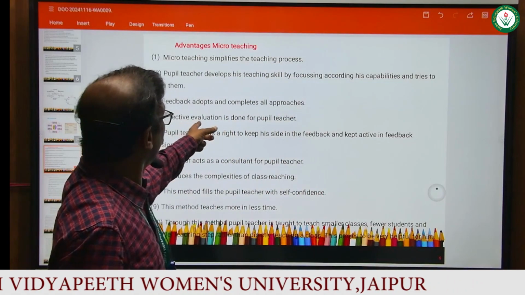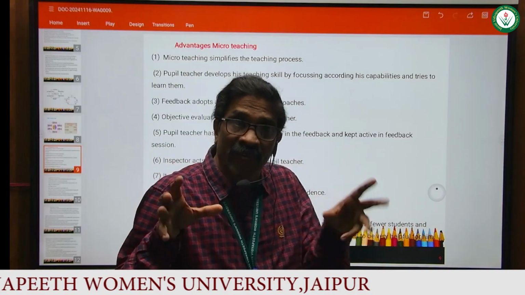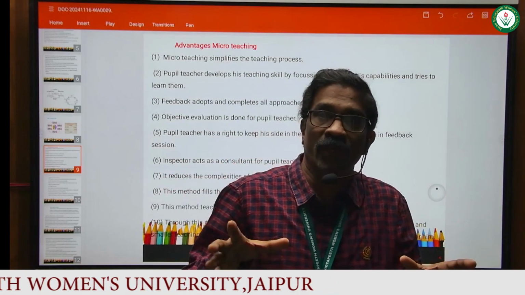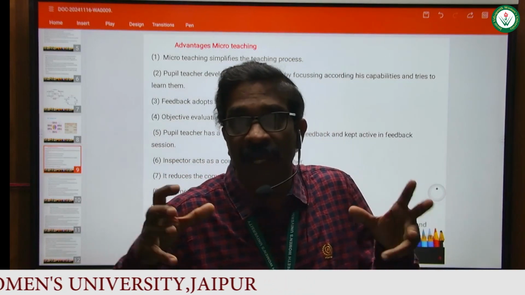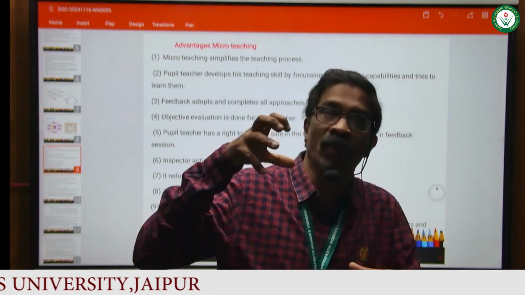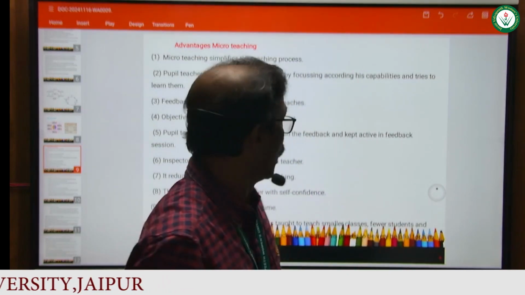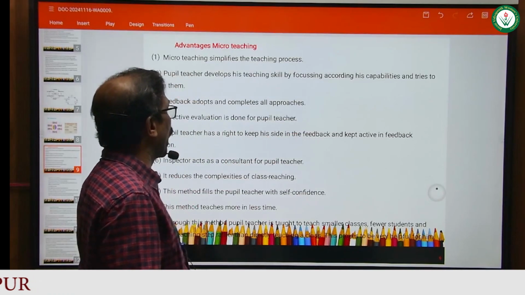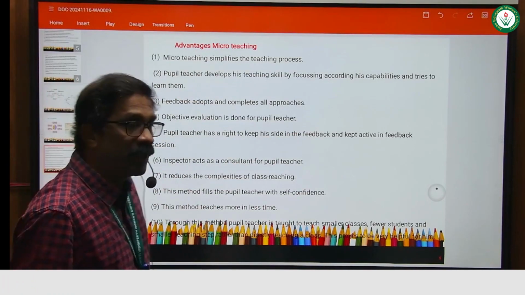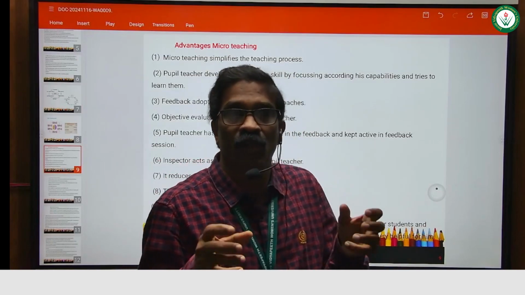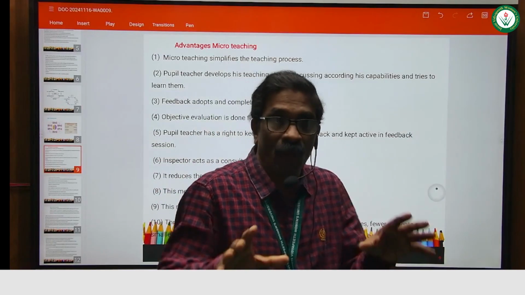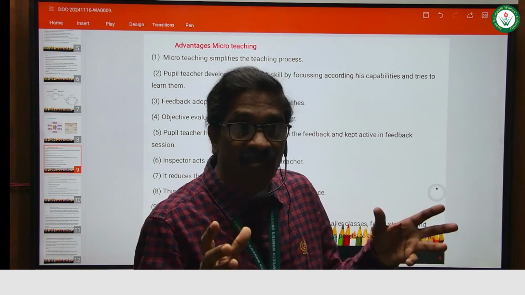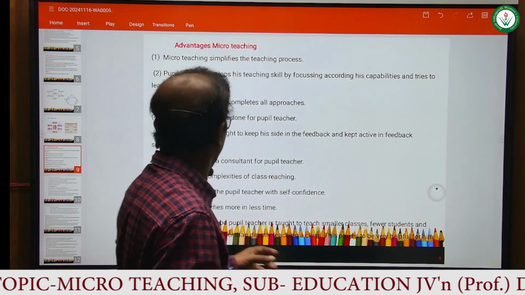And feedback adopts all approaches. The feedback helps the teacher trainees to improve their efficiency. How can I improve myself? How can I improve my competency as a teacher? In that way, the pupil teacher has the right to keep his side in feedback and stay active in the feedback session. So the feedback makes the teacher do his best. How can I do my best? That improves his self-confidence and his approach.